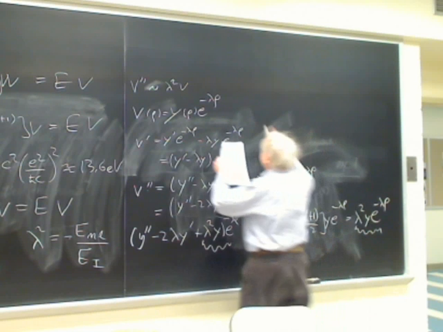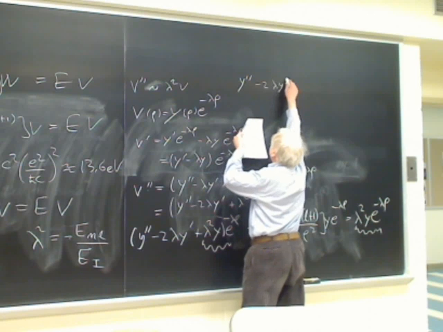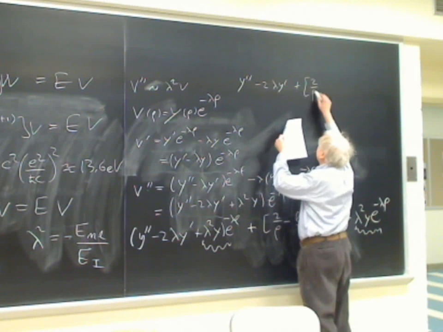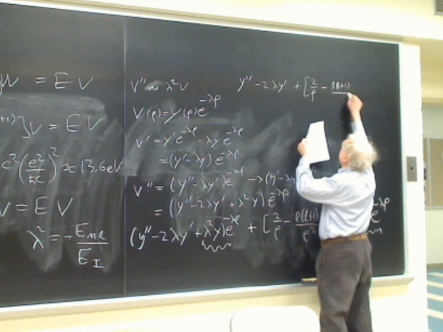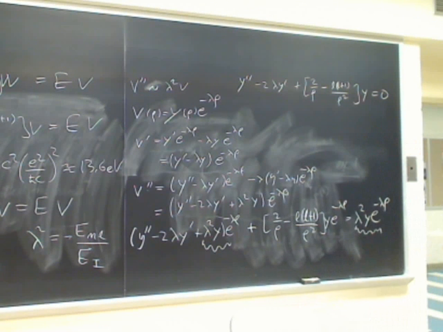And so when we're done, what we have is y double prime minus 2 lambda y prime plus 2 over rho minus L plus 1 over rho squared times y equals 0. Because y is y_nL, and in fact it's really just y_n. Well, it might be y_nL actually. E is going to be just E_n. Okay, so that's the expression.